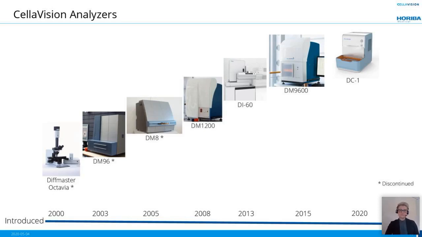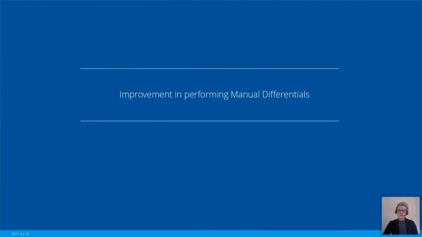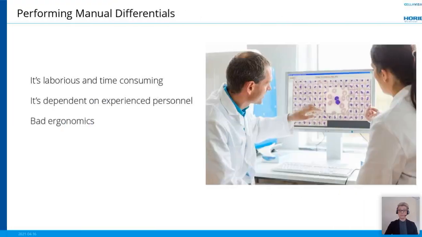So, let's move on. That was a bit of the historical part, from the 70s to where we are today, and the products that CellaVision has developed. But what is then CellaVision's goal, or our aim, with our products? Of course, we want to make an improvement in performing manual differentials.